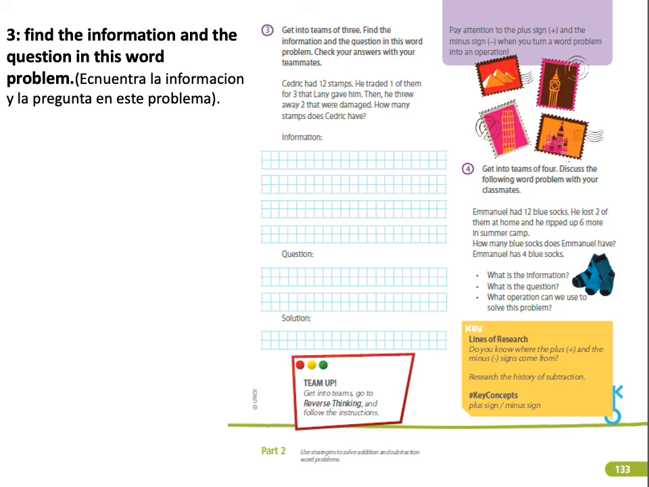And the last rectangle says the solution. What is the solution? You are going to write the math problem. Okay, remember the information. You are going to write over there the numbers that the word problem already gave to you. For more help, you can look at the last page 132 for an example.